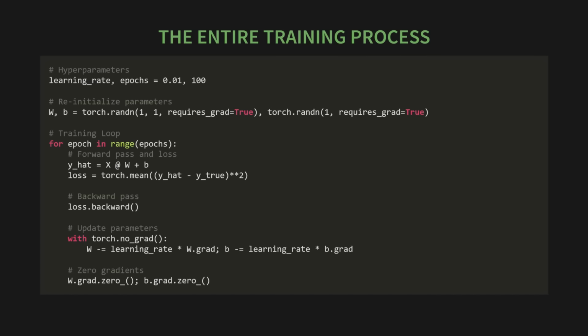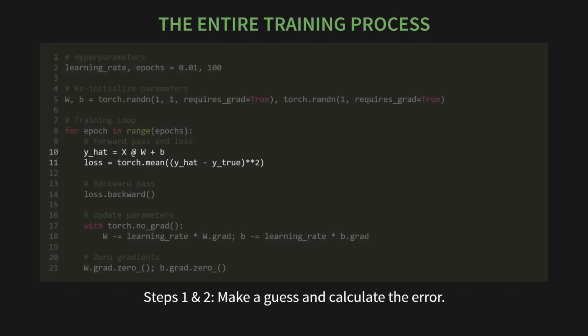First, we set our hyperparameters, a learning rate and the number of epochs. Then, we reinitialize our parameters W and B with random values, making sure to set requires_grad equals True. Now for the training loop itself. For each epoch, we perform steps 1 and 2.